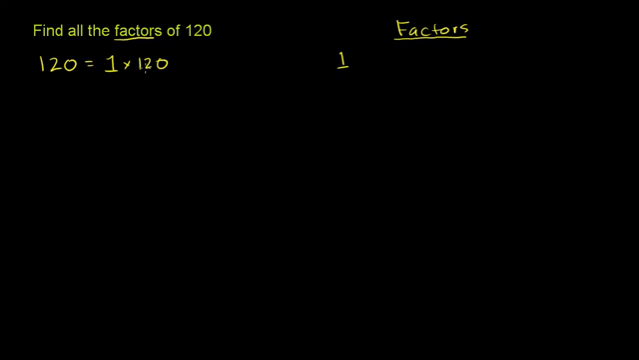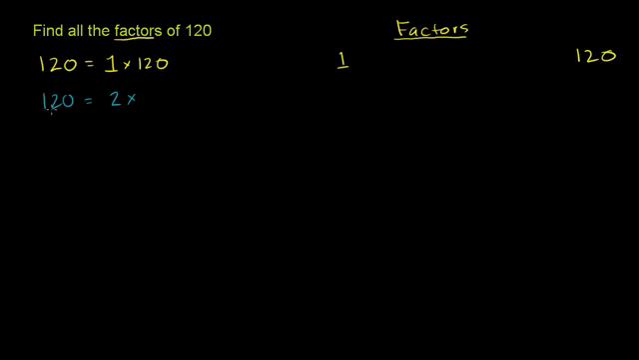You can't have something larger than 120 dividing evenly into 120. 121 will not go into 120. So the largest factor on our factors list is going to be 120. Now let's think about others. Let's think about whether 2 is divisible into 120. So does 120 equal 2 times something?